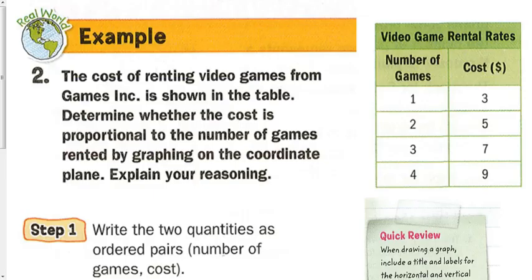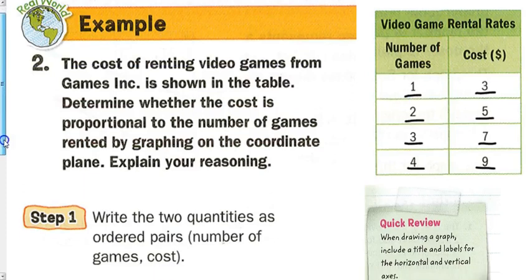All right, example number 2. It says the cost of renting video games from Games Inc. is shown in the table. Determine whether the cost is proportional to the number of games rented by graphing on the coordinate plane, and explain your reasoning. Okay, so they gave us the chart here. We have the number of games on the left. We have the cost on the right. So 1 game costs $3, 2 games cost $5, 3 games cost $7, and 4 games cost $9. So let's turn that into a graph.